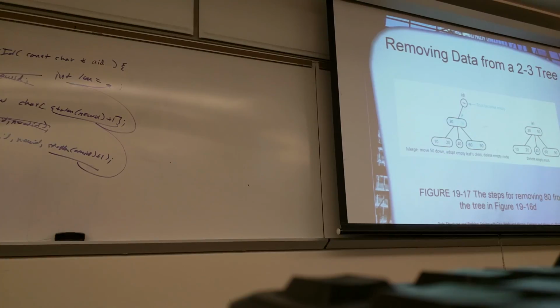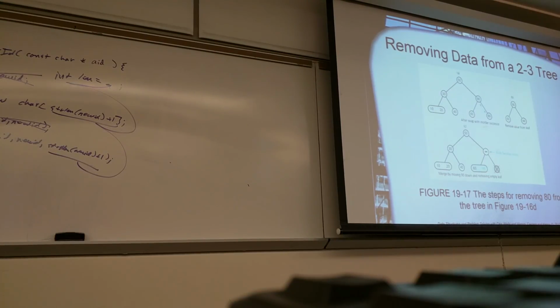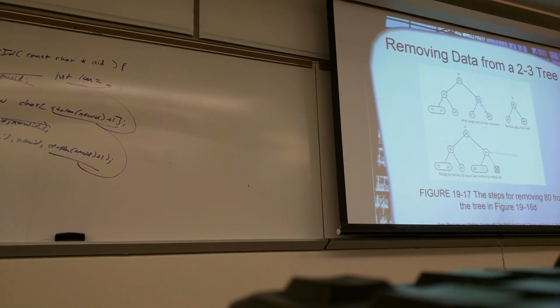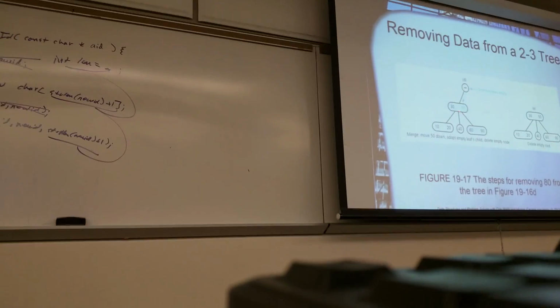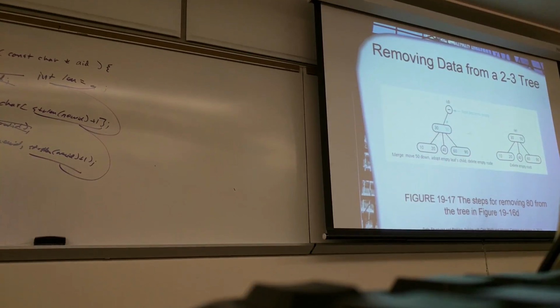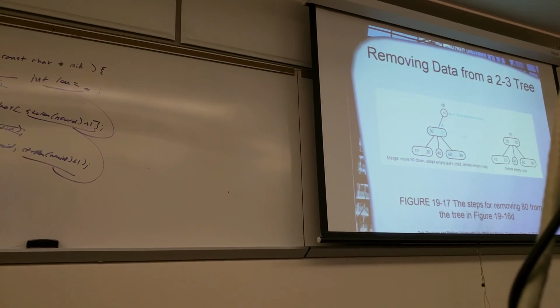So what I need to do is move 50 down here and then move this child over. If I move 50 down here, this becomes a 3 node, which has 3 children: this child, this child, this child. So I'm going to push 50 down, move that child over. Now I have a valid 2-3 tree, but my root becomes empty, so I delete my root.